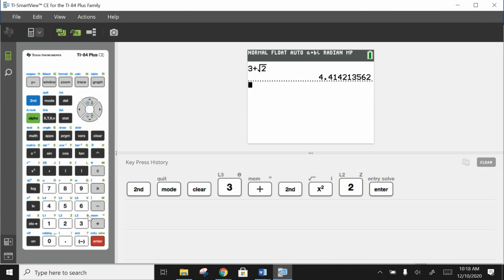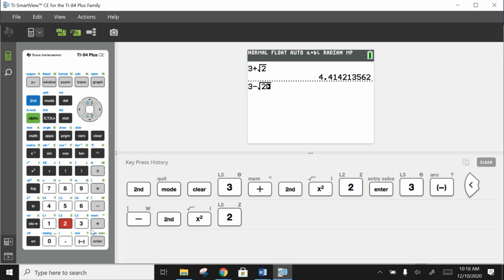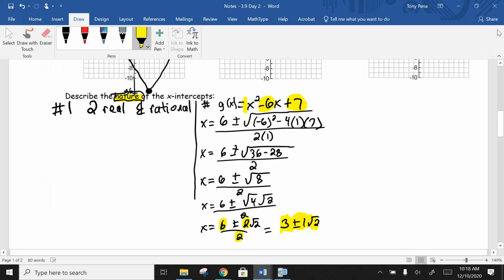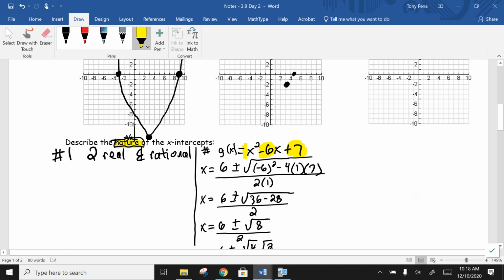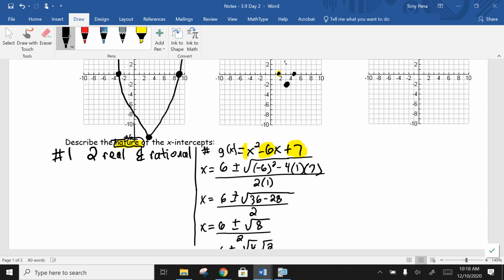And then the next one, we would do it as 3 minus that root 2. And we should get a little over 1.5. So we come up here and then plot our point. That hopefully makes sense, because remember our axis of symmetry, do those points look to be equidistant from the axis of symmetry? Yeah, they should be.